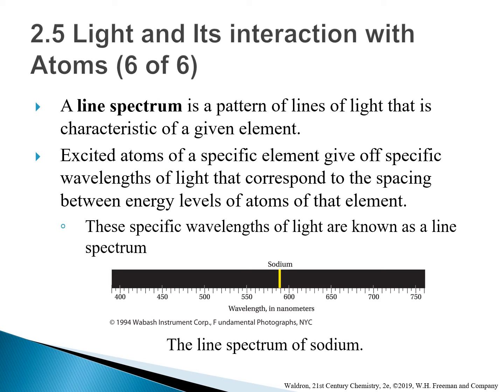A line spectrum is a pattern of lines of light that is characteristic of a given element. Excited atoms of a specific element give off specific wavelengths of light that correspond to the spacing between energy levels of atoms of that element. These specific wavelengths of light are known as a line spectrum. Below is the line spectrum of sodium. We can use a line spectrum to determine what elements are present in a given sample.